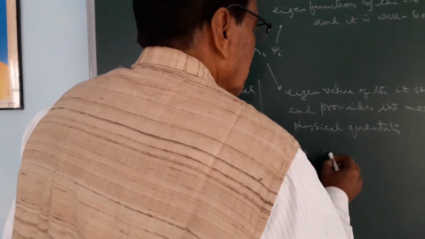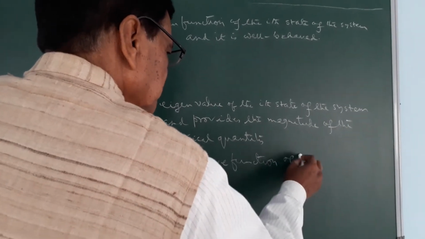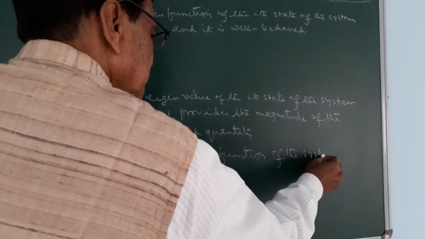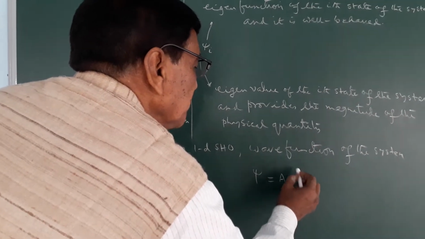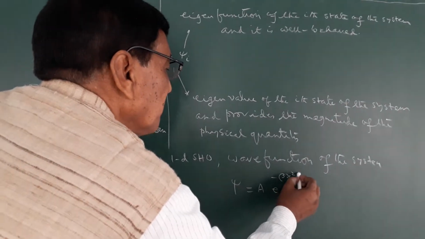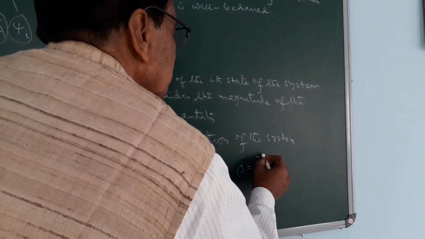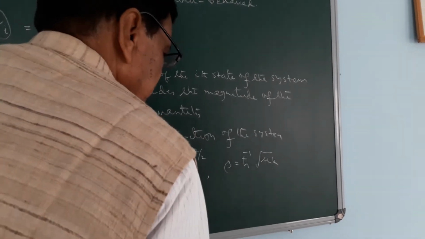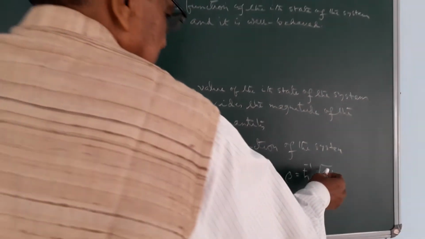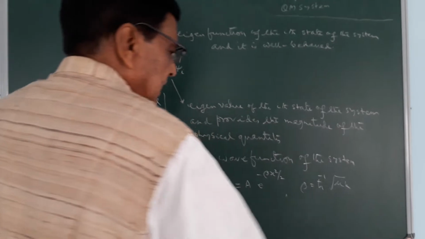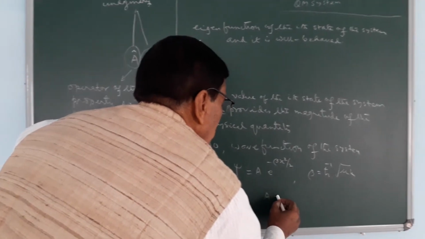The wave function of the system, a one dimensional simple harmonic oscillator, is psi equals A into e to the power minus beta x square by 2, where beta equals h cross inverse into root over mu k. h cross is the reduced Planck's constant, mu the reduced mass and k the force stretching constant of this system. A is the normalization constant.